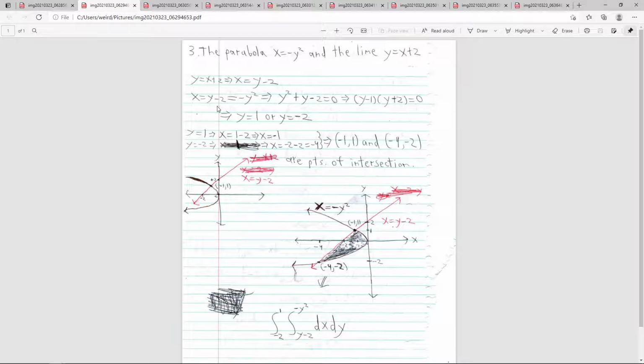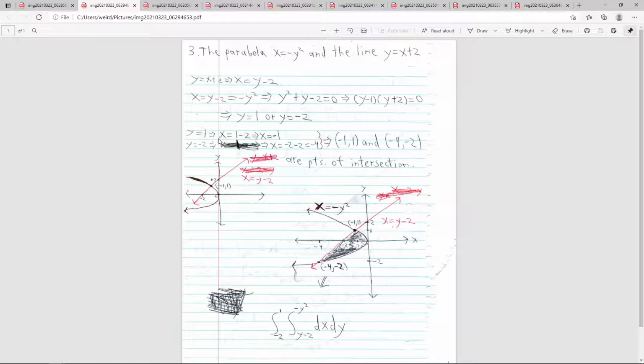So x equals y minus 2 is equal to negative y squared, so we set the two functions equal to each other. So y squared plus y minus 2 equals 0 because we add y squared. Then y minus 1 and y plus 2 is how it splits into two terms. y equals 1 or y equals negative 2. So those are our intersection points.